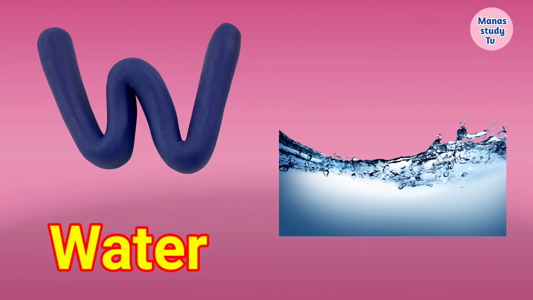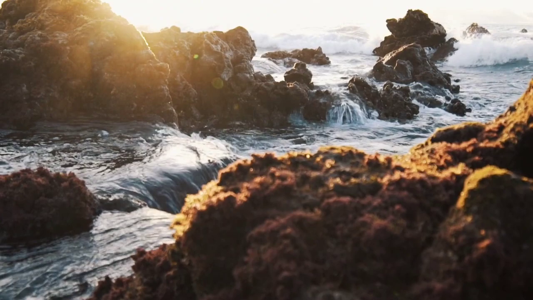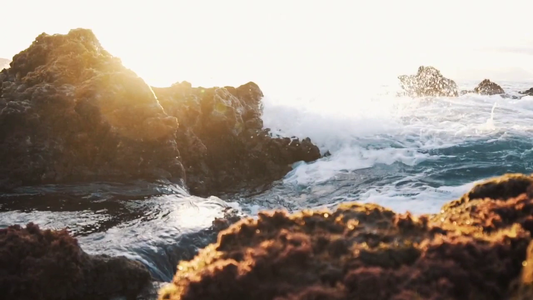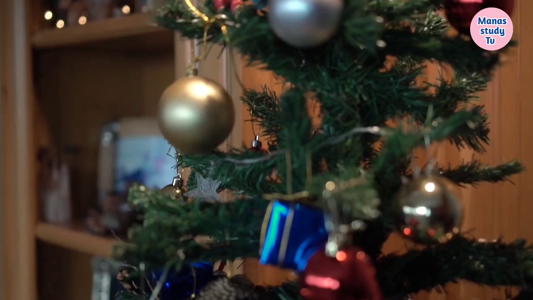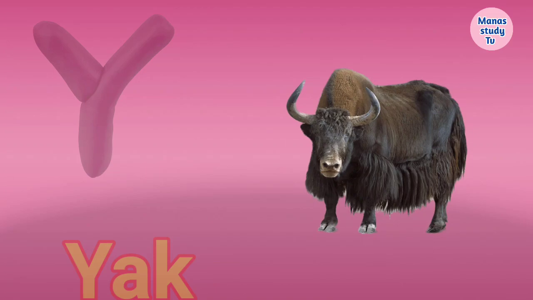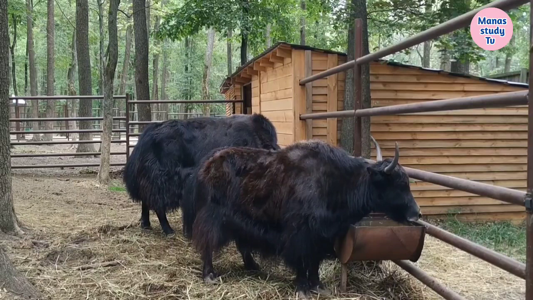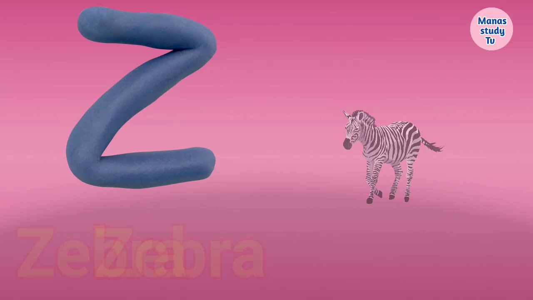W for water. Water means pani. X for Xmas tree. Y for yak. Yak means pahadi chad. Z for zebra. Zebra means zebra.